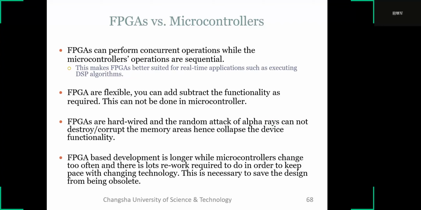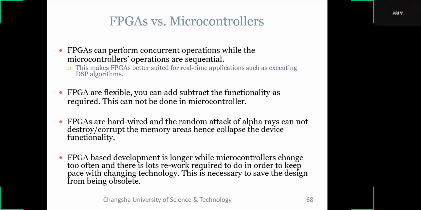FPGAs vs microcontrollers. FPGA can perform concurrent operations while microcontroller operations are sequential. This makes FPGA better suited for real-time applications such as executing DSP algorithms.